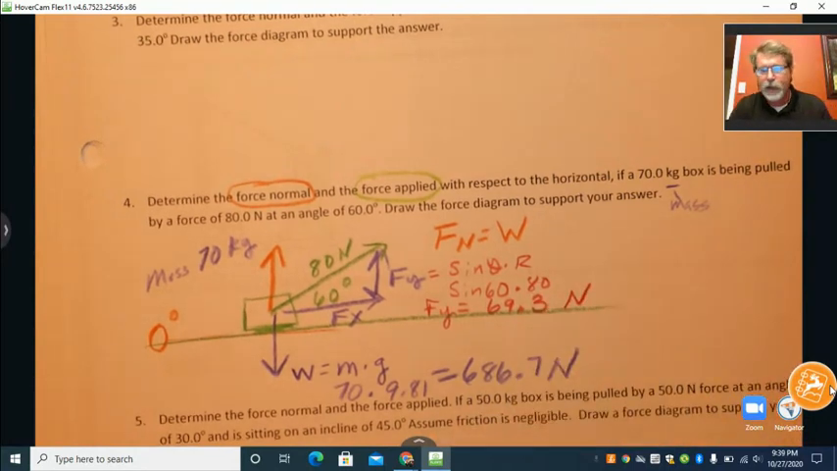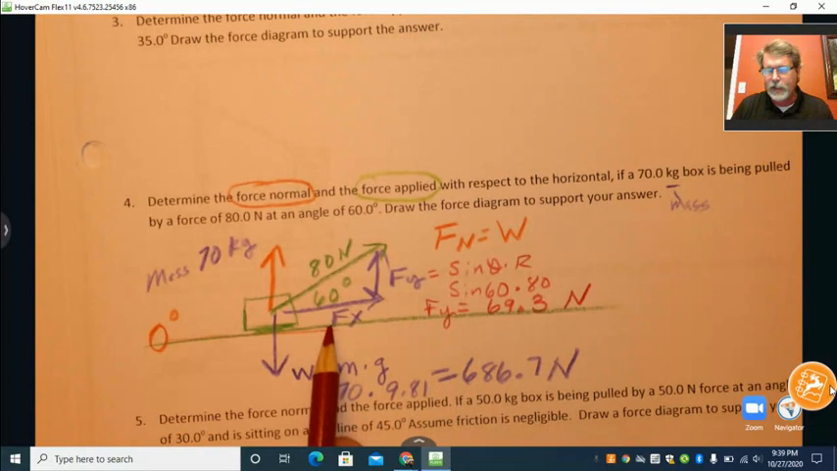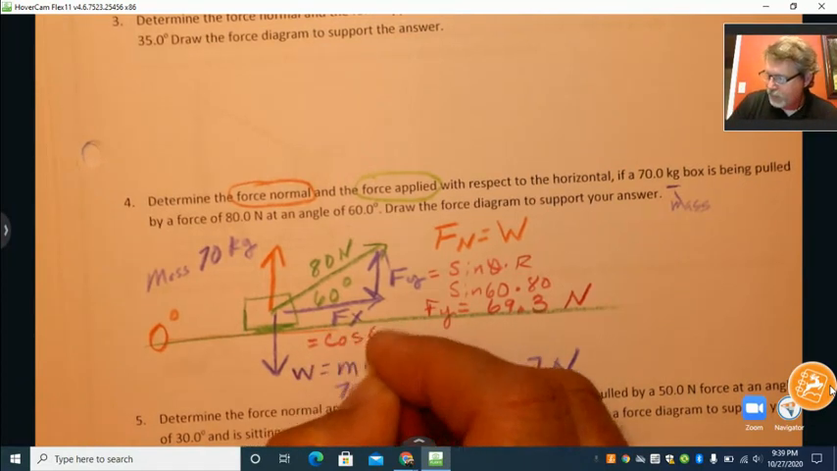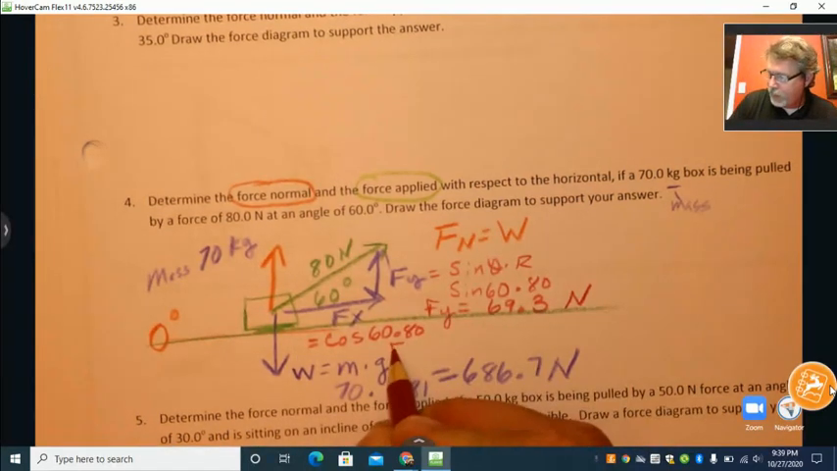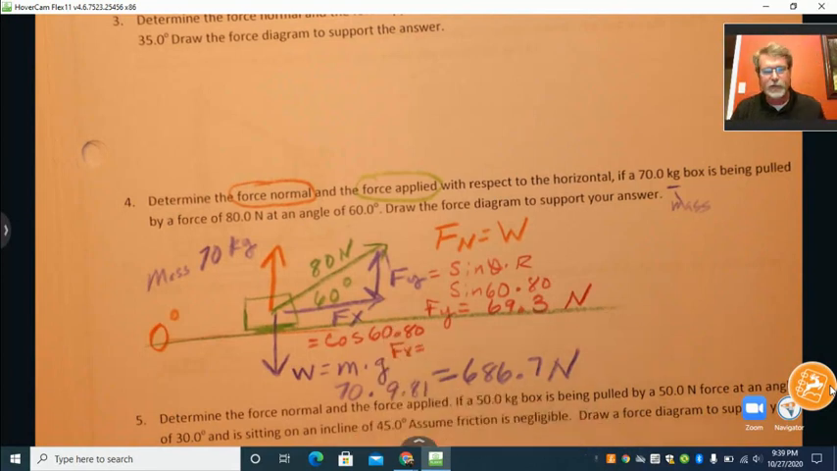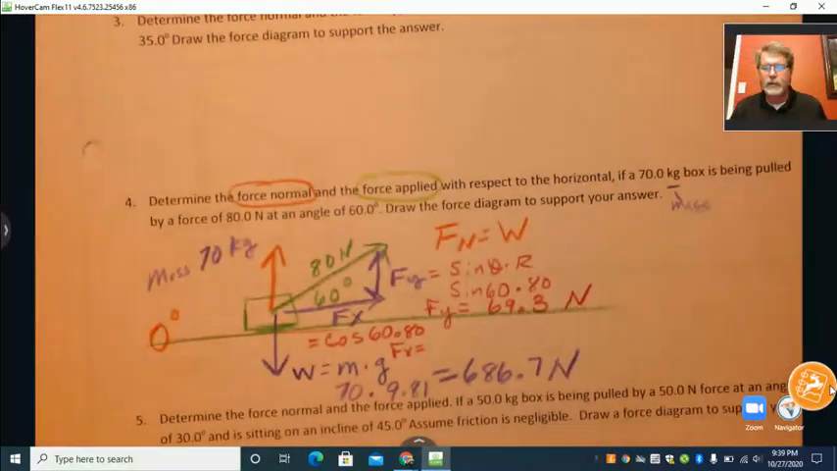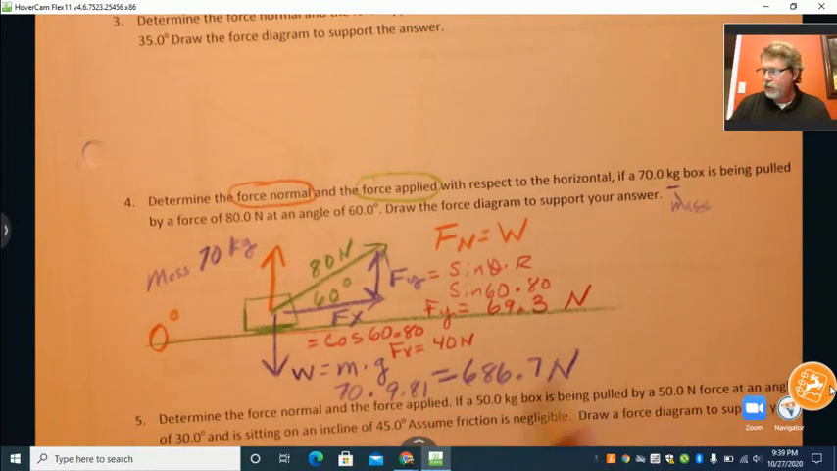Now we need to find our F of x. The y is the sine component, the x is the cosine component. So the cosine of 60 times 80, and we find the F of x. We solve that out, cosine 60 times 80, and we get 40. Now we've got all our parts.